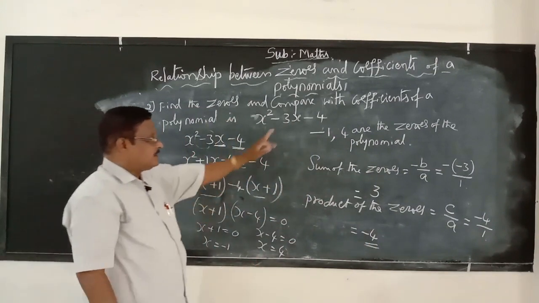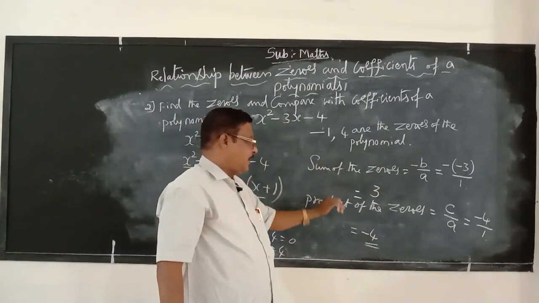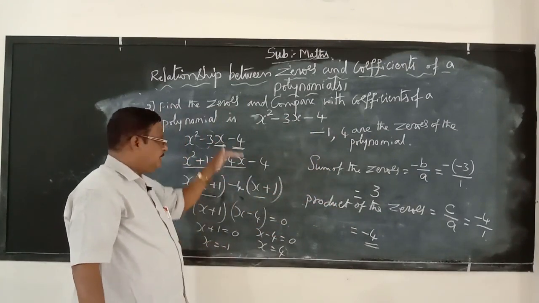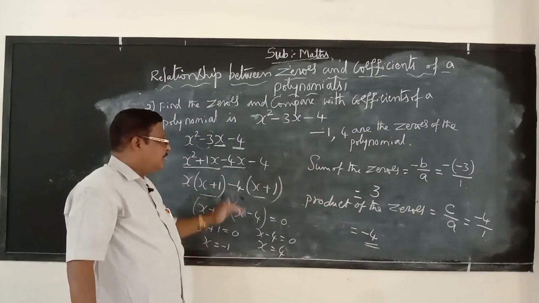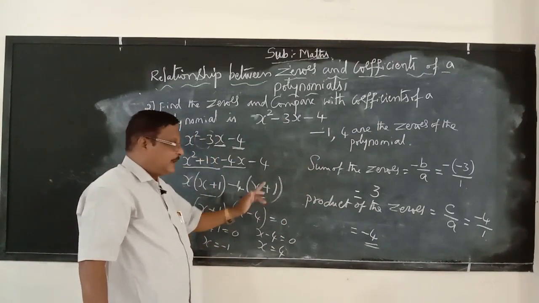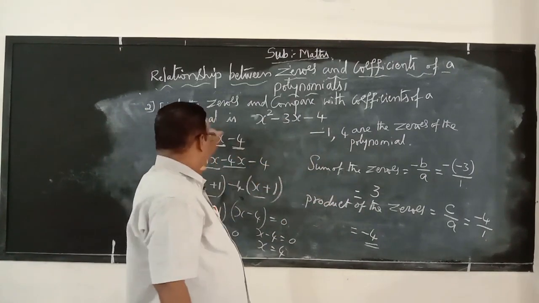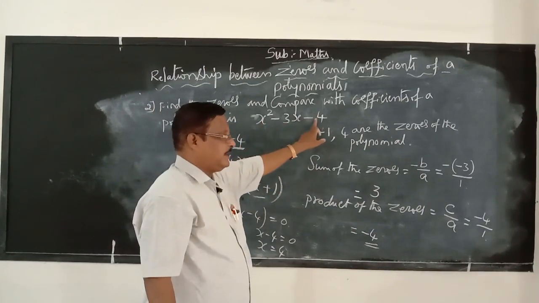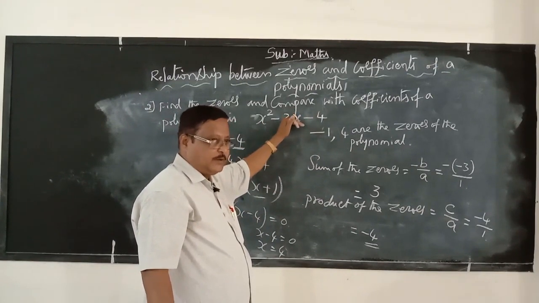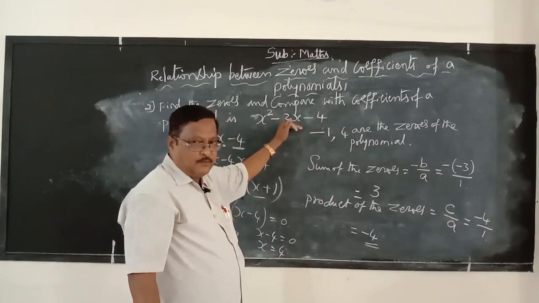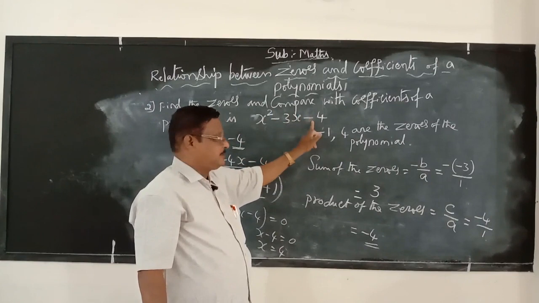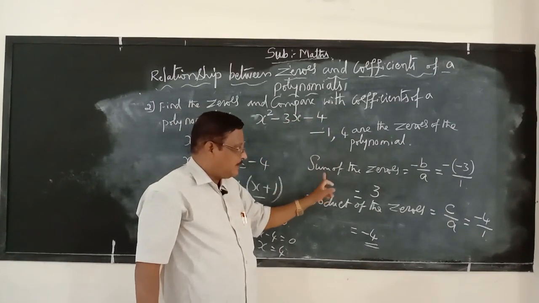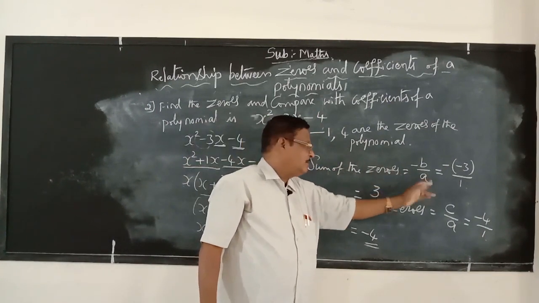Sometimes they can ask only to find the sum and product of the zeros. No need to calculate the zeros. Directly you write the given polynomial, x square minus 3x minus 4. When you are comparing this given polynomial to the standard form, write the a value, b value and c value.